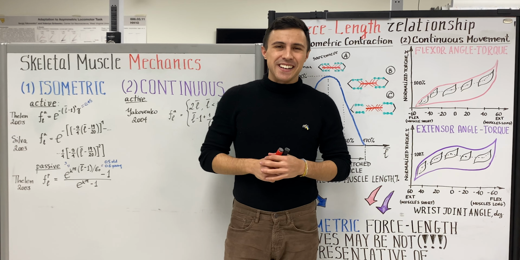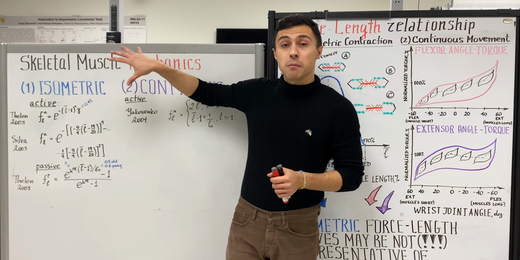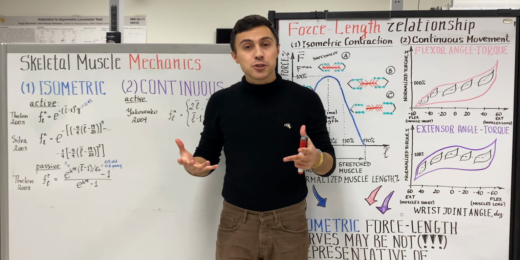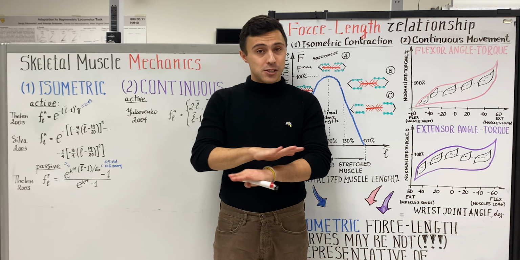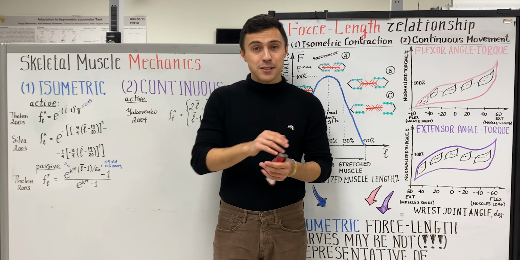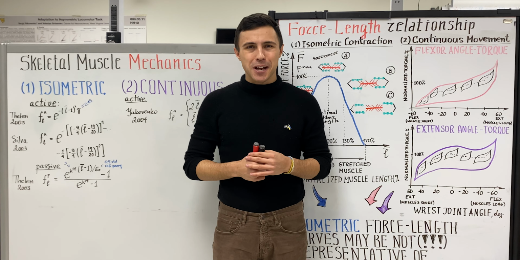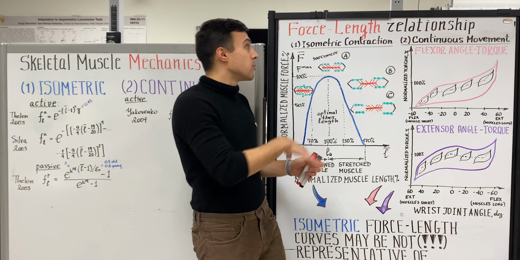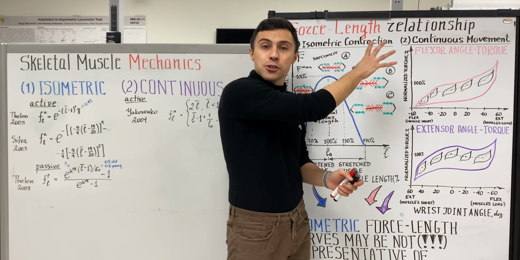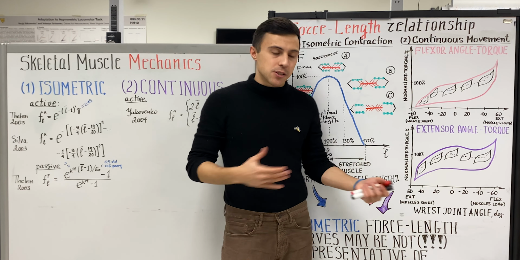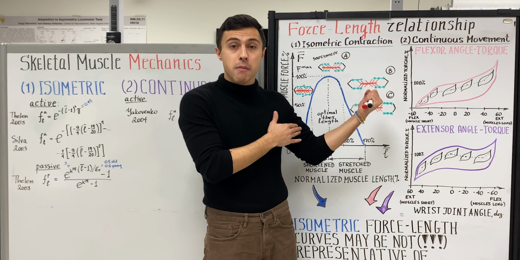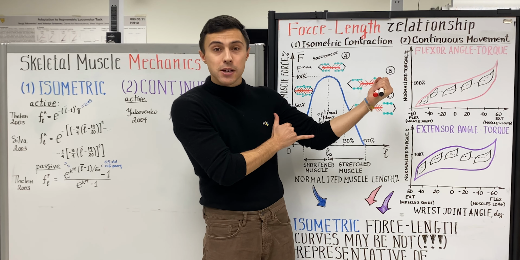Hi and welcome back. Today we'll talk about skeletal muscle mechanics, which is the next logical topic after you learn about basic muscle physiology and sliding filament theory, which you now know is the theory behind muscle contraction. In particular, today we'll talk about the force-length relationship, which is just a relationship describing the force generated by your muscle and the length of the muscle itself.